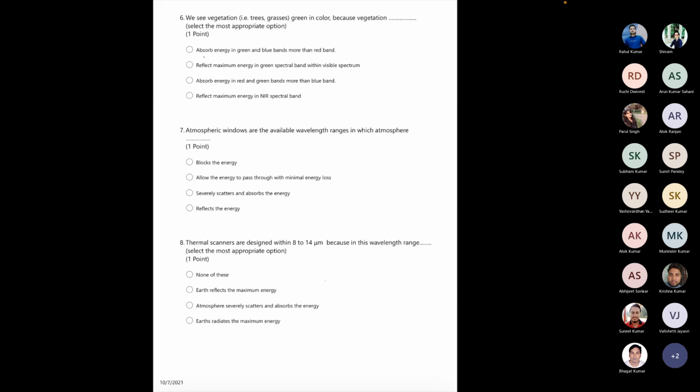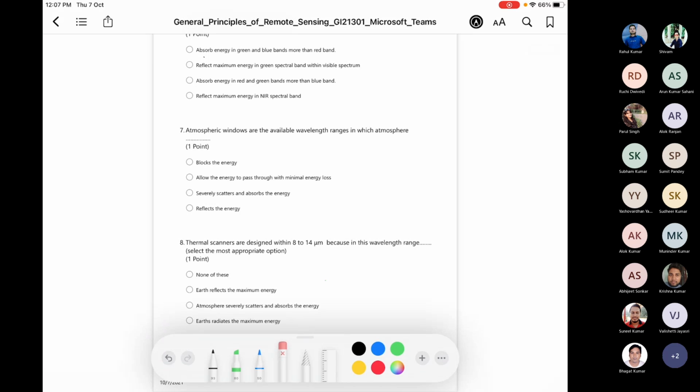Okay, so we only limit, like in the spectral signature, while analyzing, if you see, this is the curve we get. Okay, so you only limit yourself to the visible spectrum. You only need to limit to this spectrum.